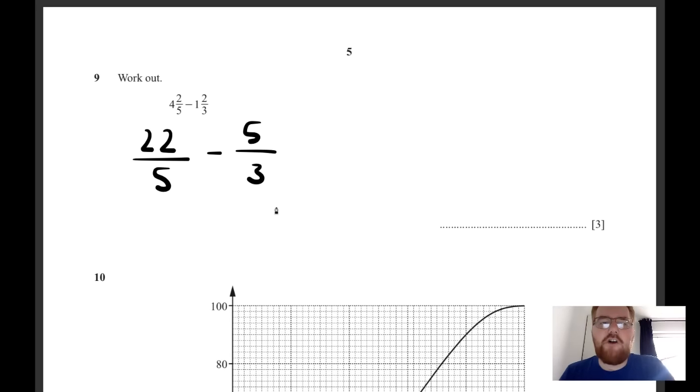And now we find our common denominator. So here it's 5 and 3. So 5 times 3 is 15. So let's write this in terms of 15ths.